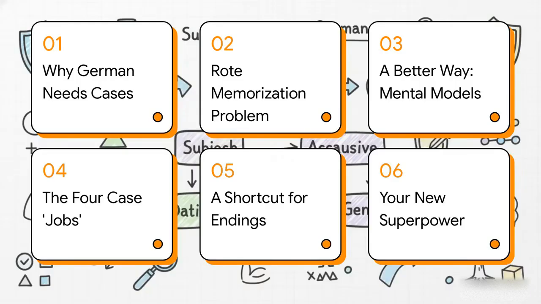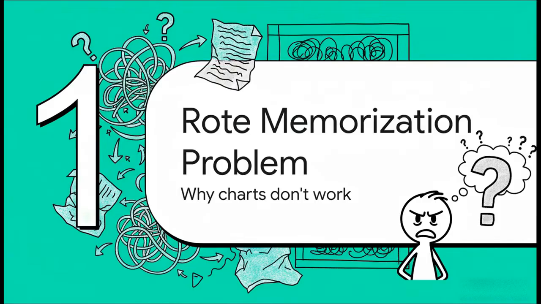To get you there, here's our game plan. We'll quickly talk about why the old methods don't work. Then we'll introduce a much better mental model. We'll define the four case jobs, I'll give you a great shortcut for the endings, and then we'll unlock your new German superpower.